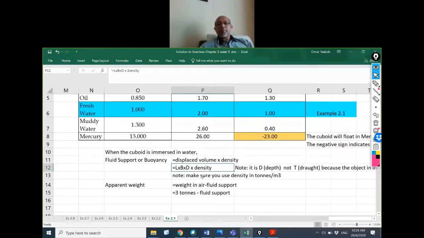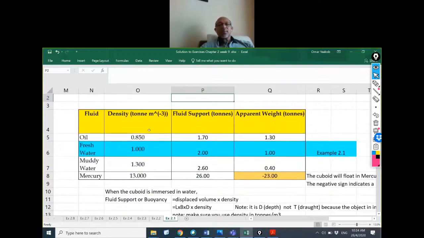But if it is later when it is floating, then L times B times T for a box. Okay, so again, we just calculate the support, which is this one, minus the fluid support. So this is the results as required in the table. Yeah. So we have oil 0.85, density. This is fluid support. So this is the apparent weight. So that means that apparent weight in oil is more than apparent weight in fresh water because the density is less.